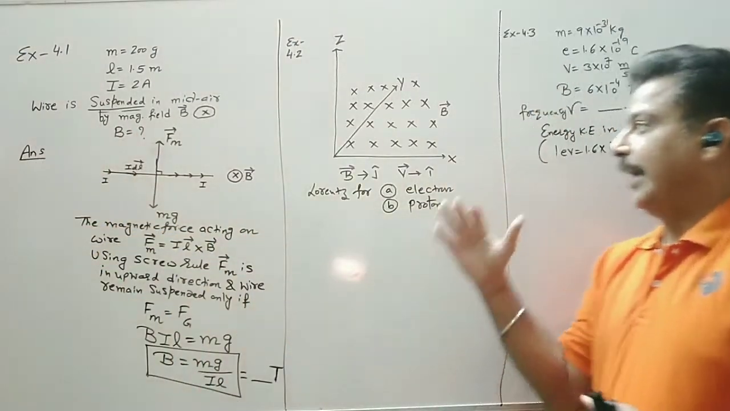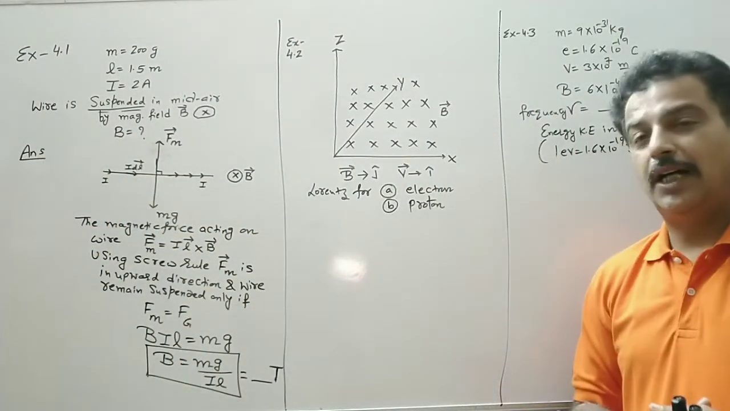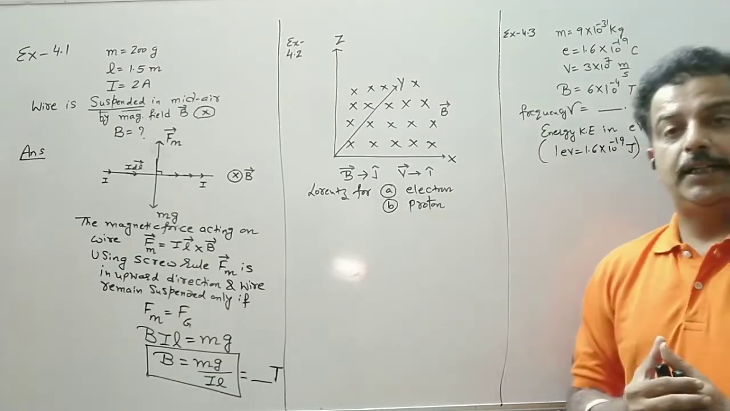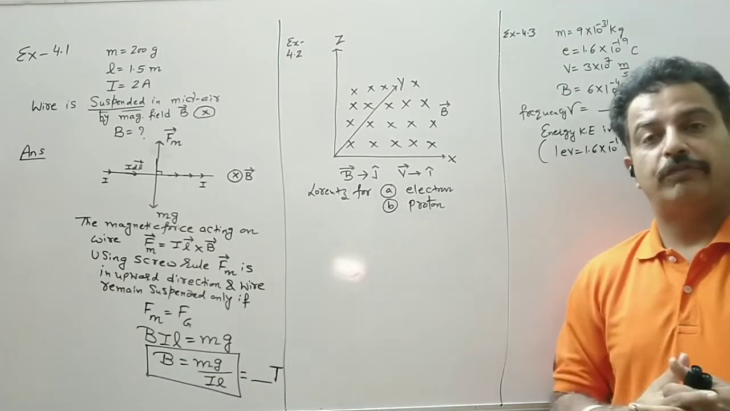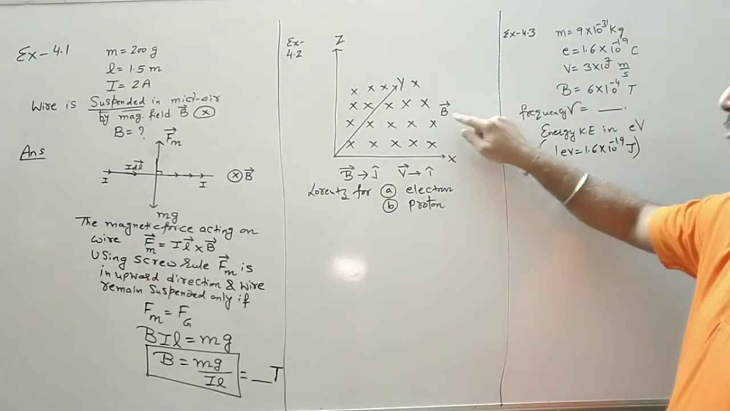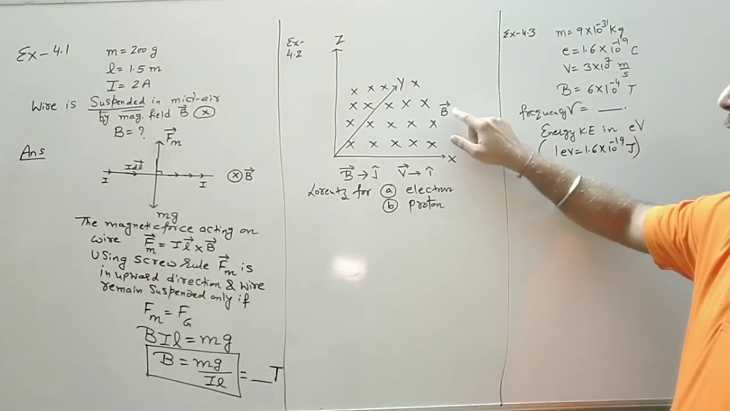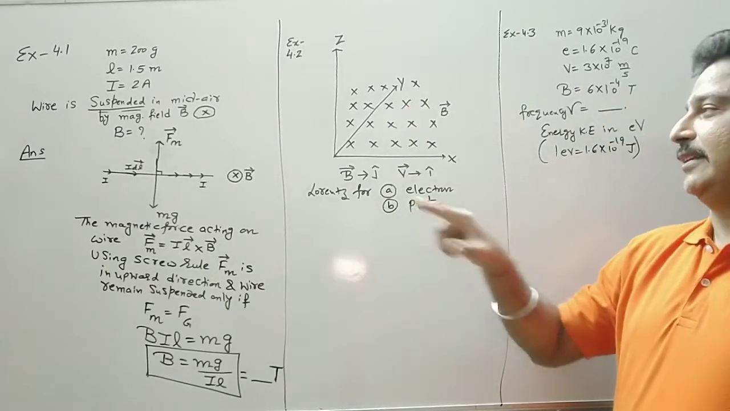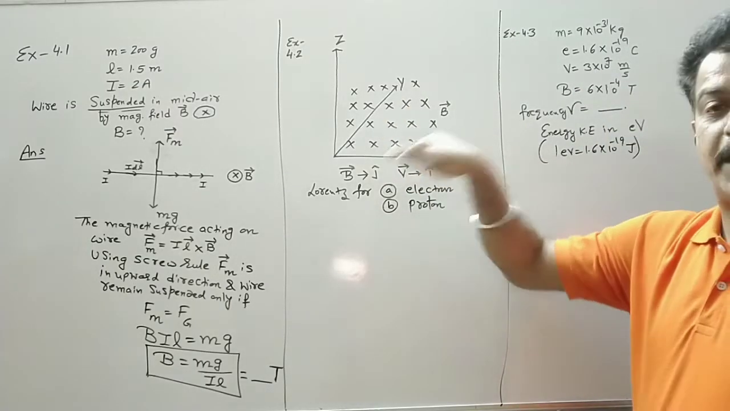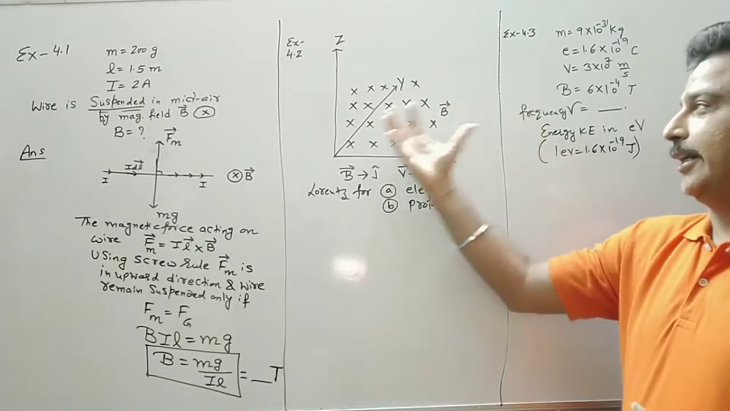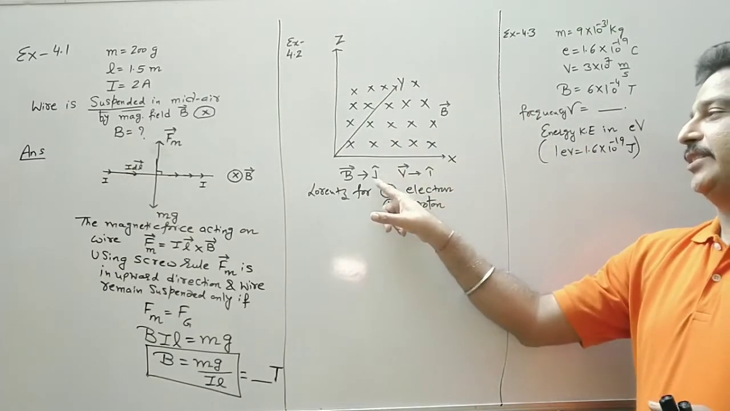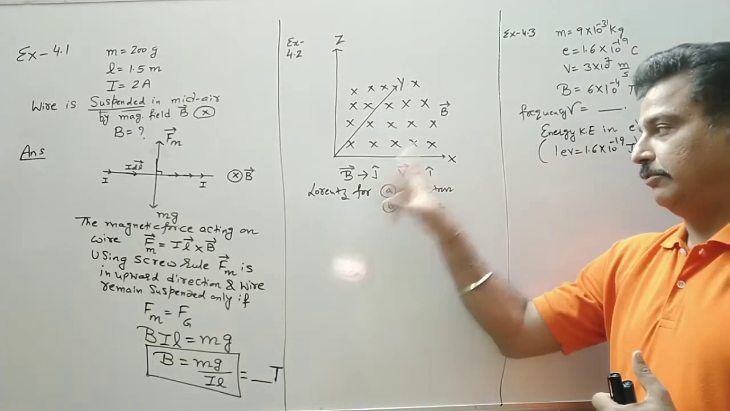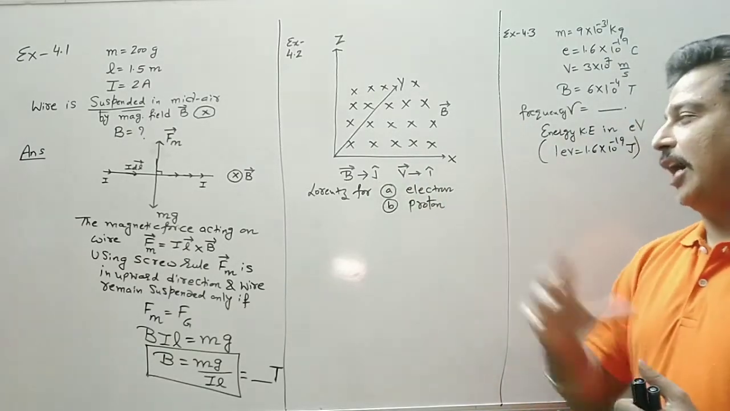Now example 2, again it is to understand the direction of the magnetic force. The magnetic field is along the positive y-axis. The positive y-axis is going into the plane of the board. So the diagram is given. B is given along the positive y-axis and a charged particle.